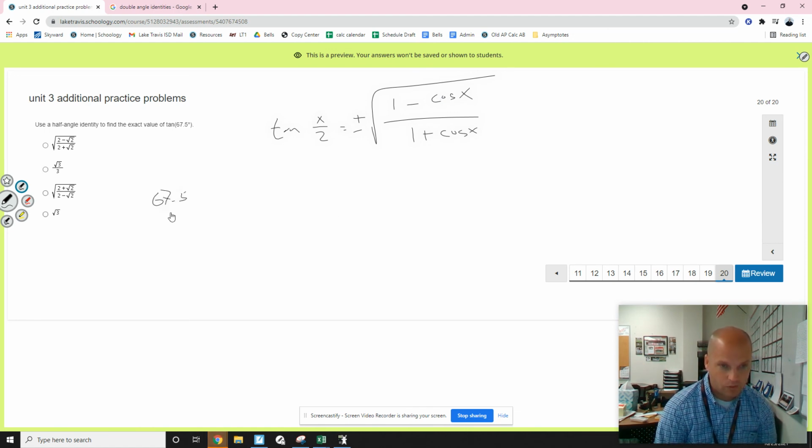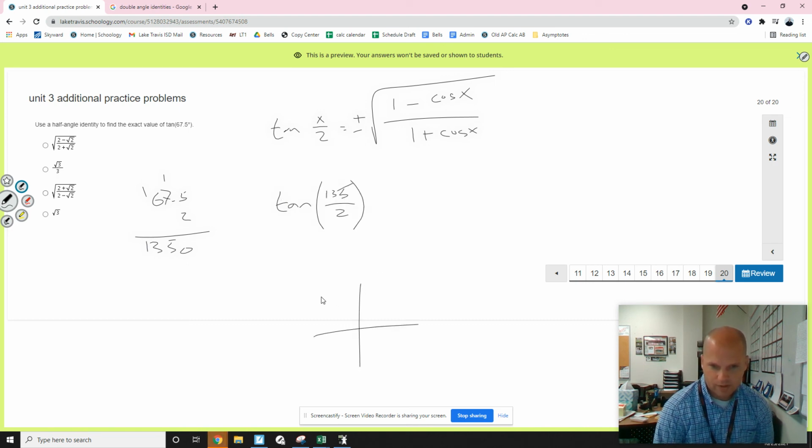All right, 67.5 times 2 is what I would do, which is 135. So it's 135 divided by 2. 135 is here. 67.5 is in the first quadrant. So right off the bat, I know I need a positive because we're in the first quadrant and tangent is positive in the first quadrant. Even though 135 is in the second and the tangent value is going to be negative, I know I need a positive.